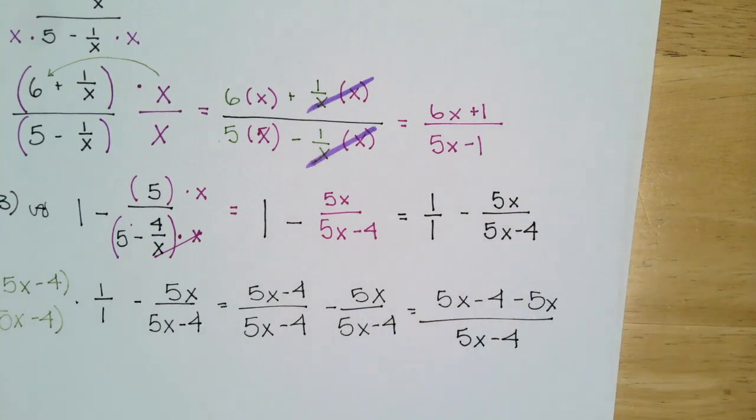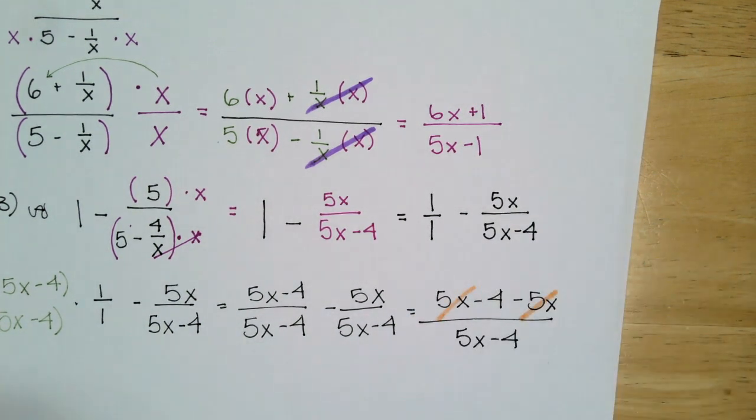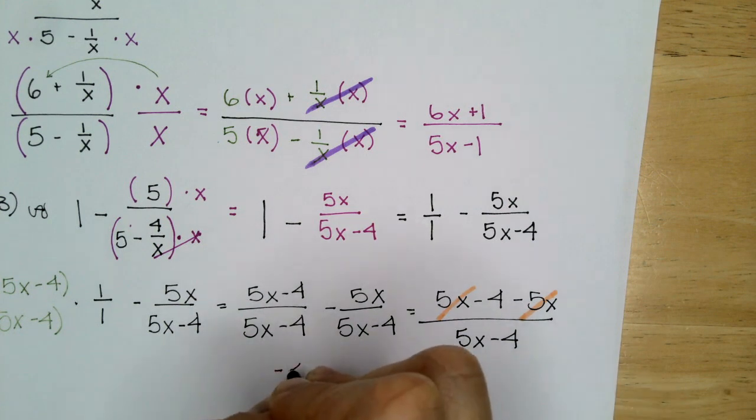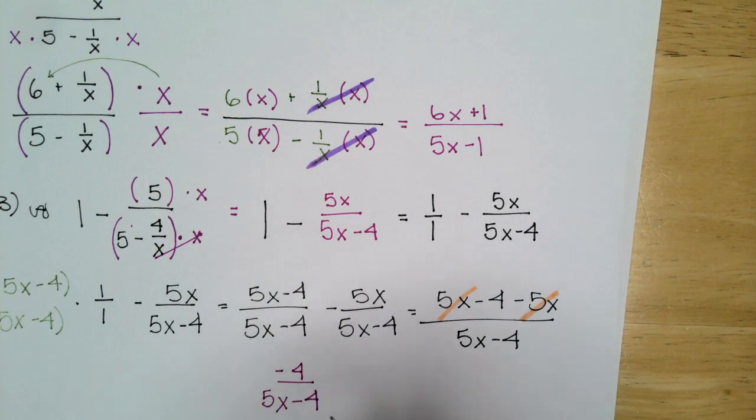Now you just simplify. 5x minus 5x becomes 0, right? A positive 5x and a negative 5x becomes 0, and we just have negative 4 over 5x minus 4 as our answer for number 13.